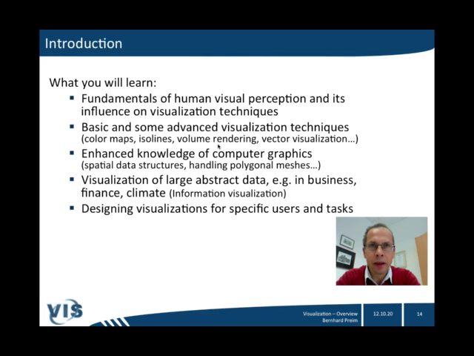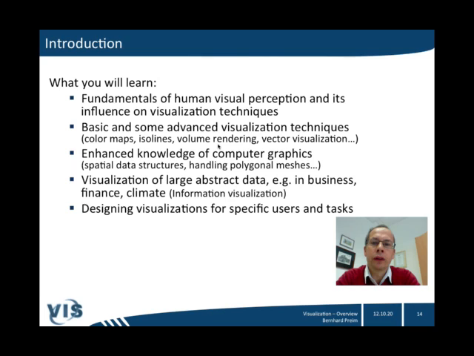I said in the beginning it would be desirable if you have some background in computer graphics. On the other hand, I would say with this lecture here on visualization, you would also enhance your knowledge of computer graphics. So for example, I will describe some spatial data structures and also describe how polygonal meshes are handled and processed. We will discuss topics like mesh smoothing that could also be considered an advanced computer graphics topic.